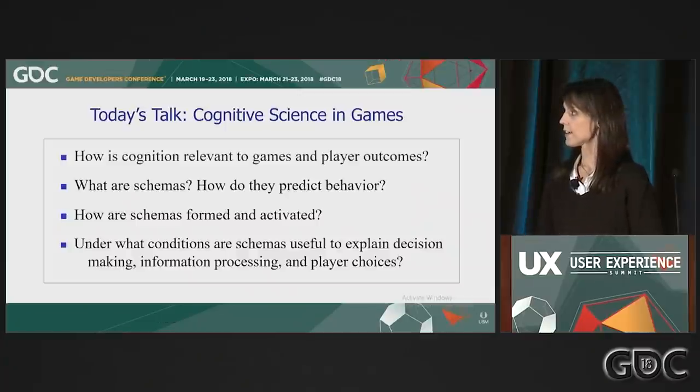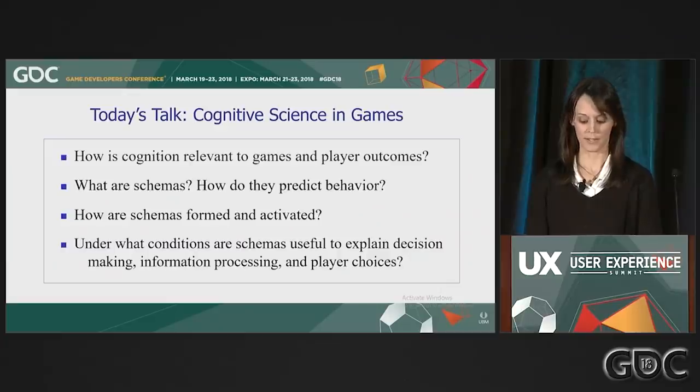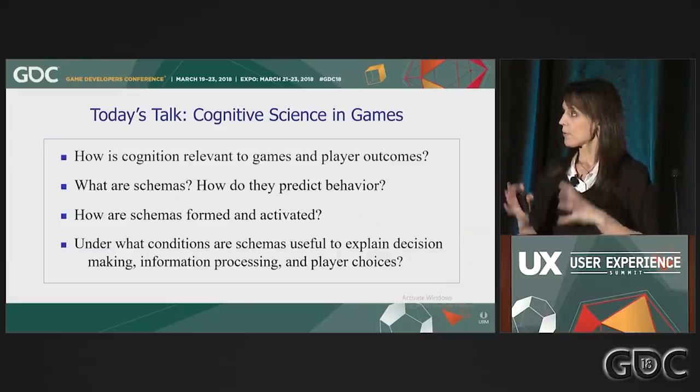So for today, I'm just going to outline where we're headed. The idea of how cognition is relevant to game design is something that we're going to look at here. And I wish I had 3 hours to do a masterclass, but unfortunately, I only have about 20, 25 minutes. So I'm just going to boil this down.